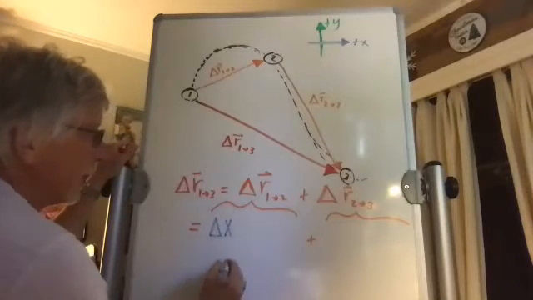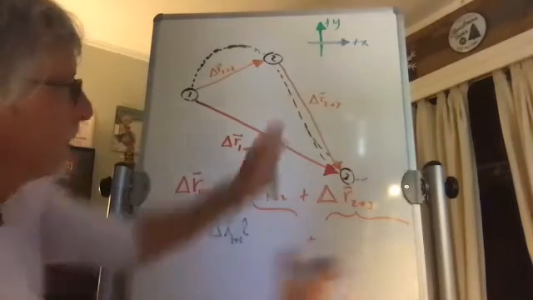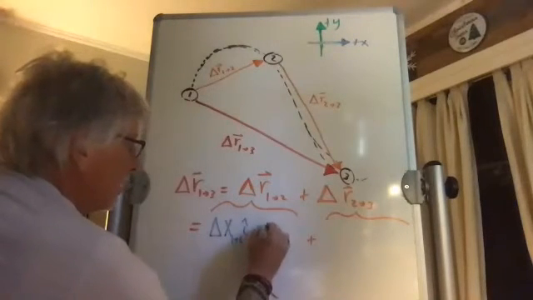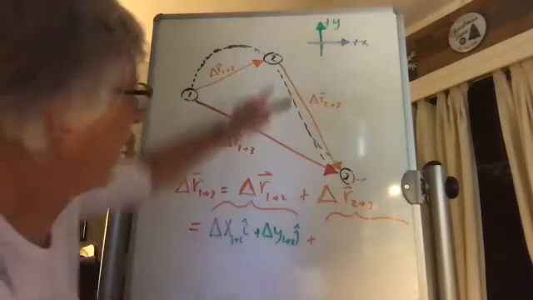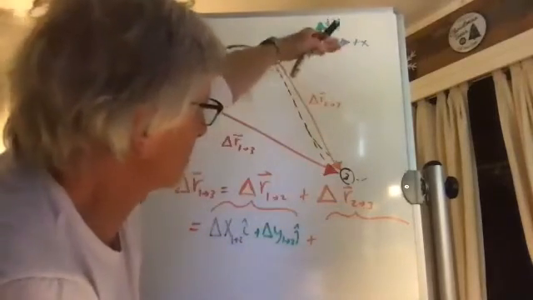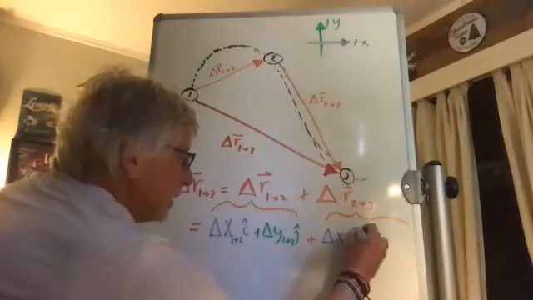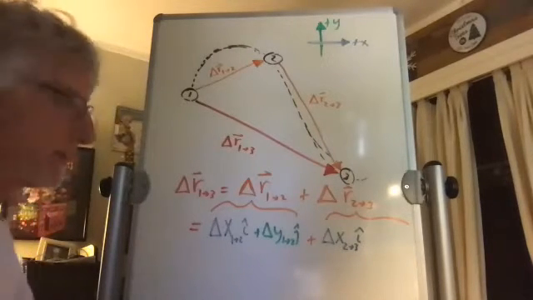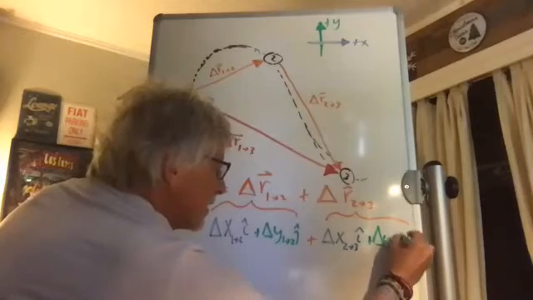Delta x, changing my x from 1 to 2 in the x direction. So you move some in the x direction, and you move some in the y direction. And then this one moves some in the x and some in the y. So plus delta x 2 to 3 in the x direction. That's all the i hat means. We say i hat, kind of like I hop, but i hat. Plus delta y 2 to 3 j hat.